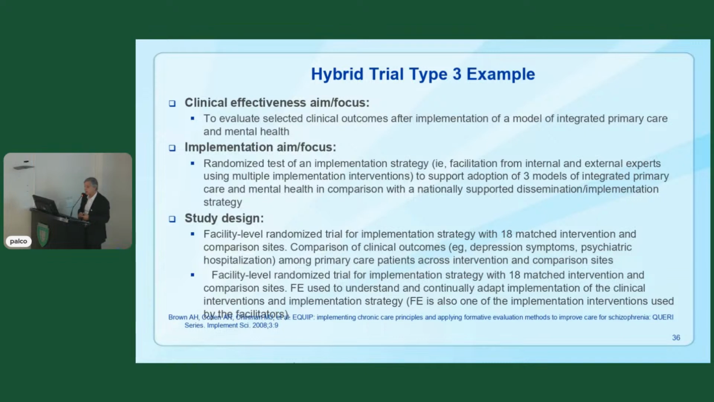Okay, so a randomized test of an implementation strategy. So the intervention is the same, no change. It's like type 2, but really the focus here is on the implementation. Facilitation for internal and external experts using multiple implementation interventions to support adoption of 3 models of integrated primary care and mental health in comparison with a nationally supported dissemination implementation strategy.